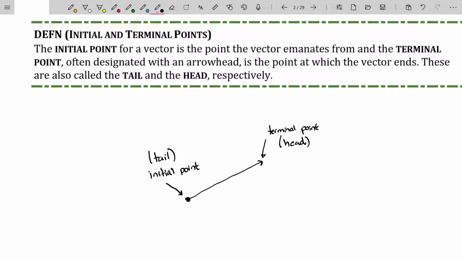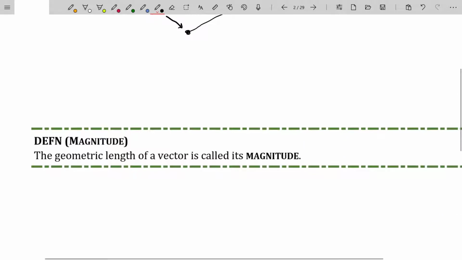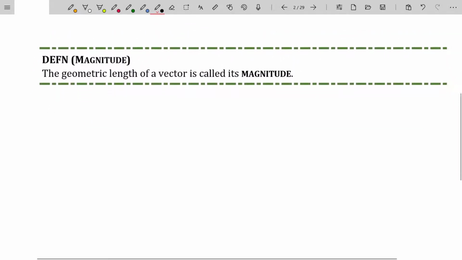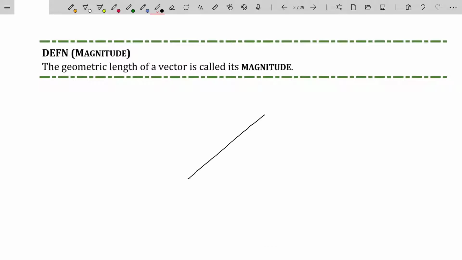But that's the definition of initial and terminal points for a vector. Let's see what else we have. We have the magnitude. Well, that's the geometric length of the vector. So again, as we wrote in the last screen, this might have a magnitude or a length of m.